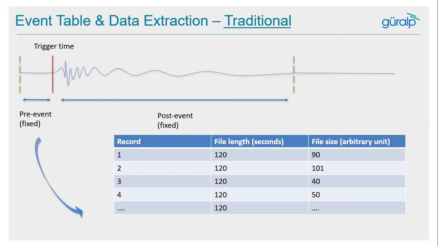So here is just a crude diagram showing the traditional method. We have a trigger time marked by the red line on the diagram at the top. The pre-event and post-event time windows that are usually pre-configured and fixed. So for example, here I've used 30 seconds pre-event and 90 seconds post-event. So each file length will be the same number of seconds, but depending on exactly what you have recorded, the file size may vary.